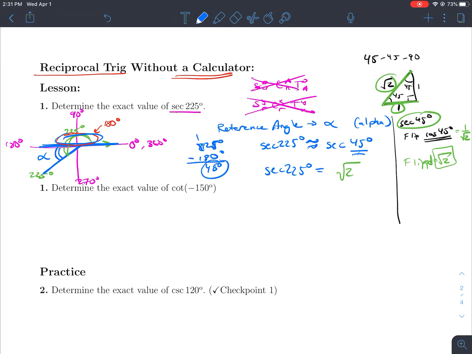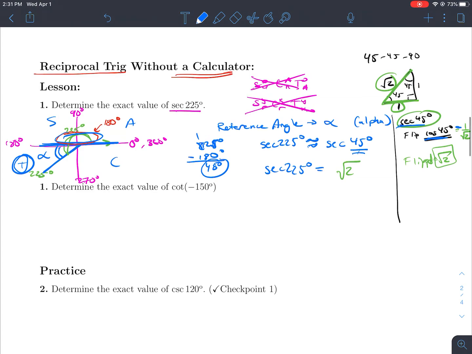But then the last thing to keep in mind here is when we do an all students take calculus, only tangent should be positive here. And that doesn't help us with the secant part of it, because the t here doesn't have a relevance to that. However, if we remember that secant was the flip of cosine, because t is positive here, cosine should have been negative. And if cosine is negative, that will mean that secant of 225 should also be negative, because when we flip this negative number, it should stay negative.